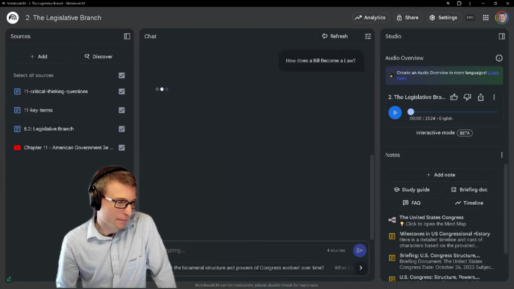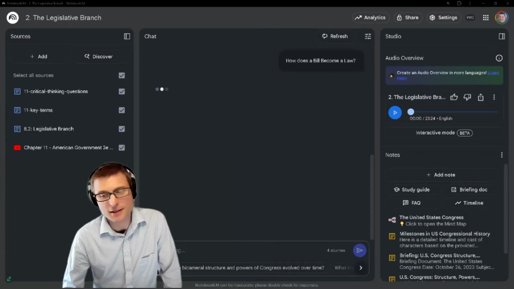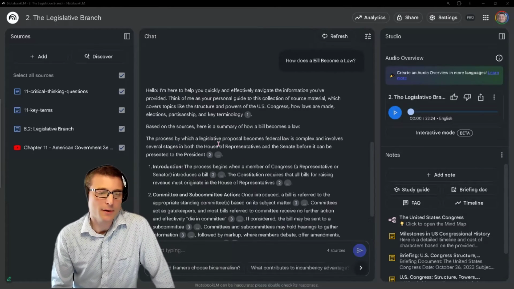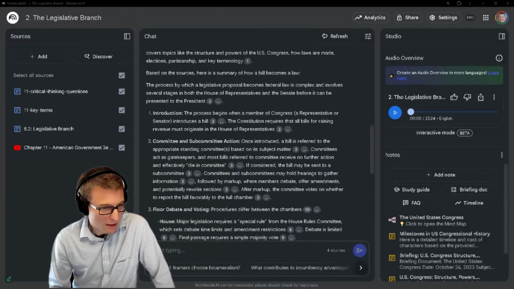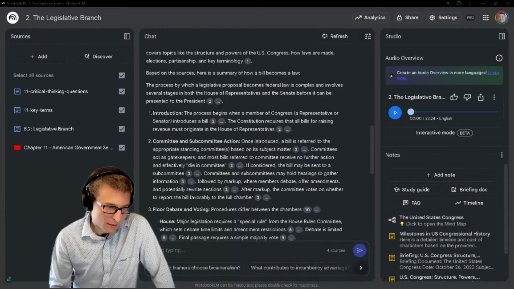How does a bill become a law? The legislative process is notoriously complex, often described as almost like navigating a maze. While designed for deliberation, it often presents numerous obstacles. A simplified overview could be summarized as such.